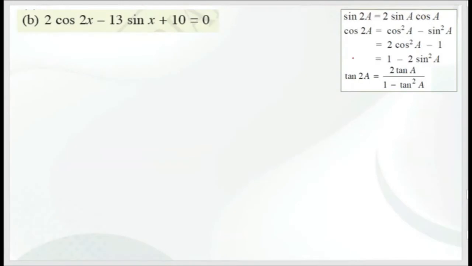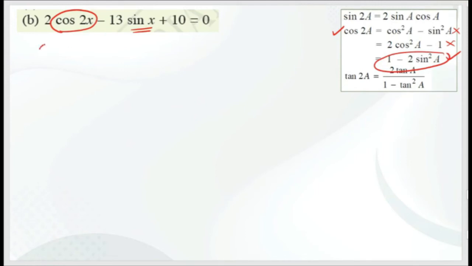Now you see the angles involve the double and single angle again, right? 2x and x. So what we need to do is change cos 2x into the single angle form. Cos 2x, which one is more suitable? We want sines only. Cos and sine together is not suitable, and cos is not suitable. So we choose the third equation.